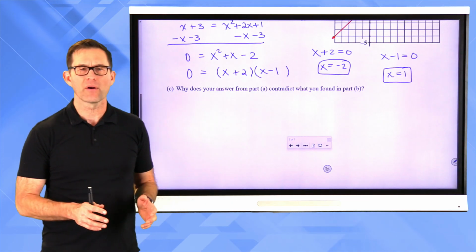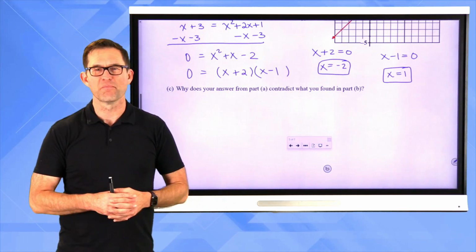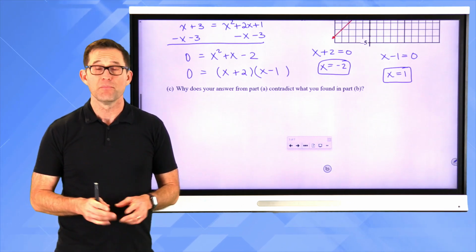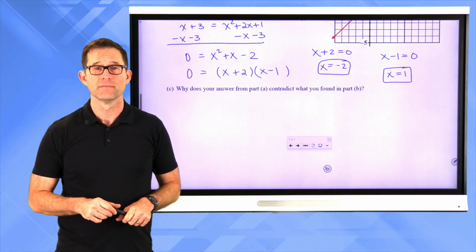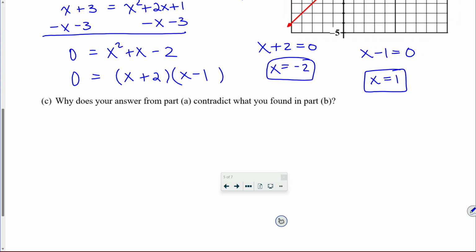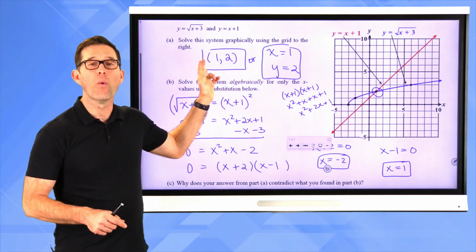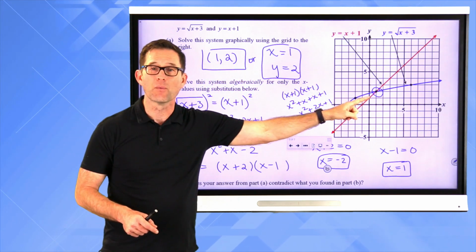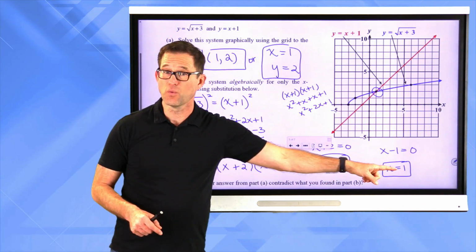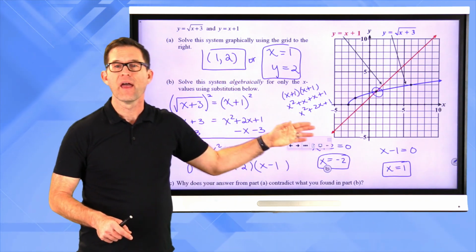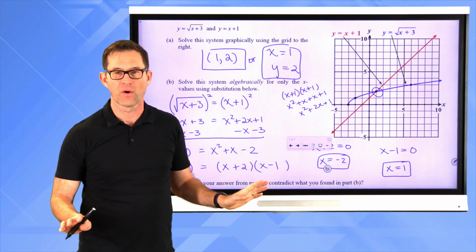Take a look at part A, where we solved the system graphically, and then take a look at our answers in part B. What is the inherent contradiction between the graphical way that we solved it and the algebraic way that we solved it? Well, it's very simple. Take a look. Here, there is but one intersection point when x is equal to 1. Here, there are two x values that solve it. x equals 1, which corresponds to this, and x equals negative 2, which has nothing to do with the y equals 2, by the way. Nothing at all.